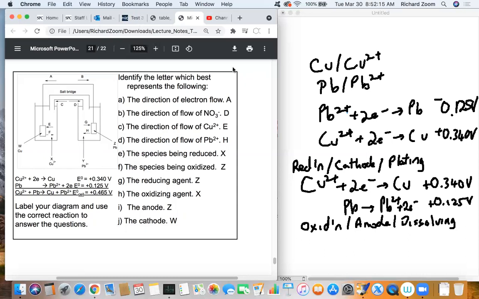Now that is fairly complicated, so this will be interesting to see how you feel about reducing and oxidizing agents. Let me try it again. I don't think I got that. Let's try it again. Let's see. All right. Reducing and oxidizing agent, how do you feel about it?